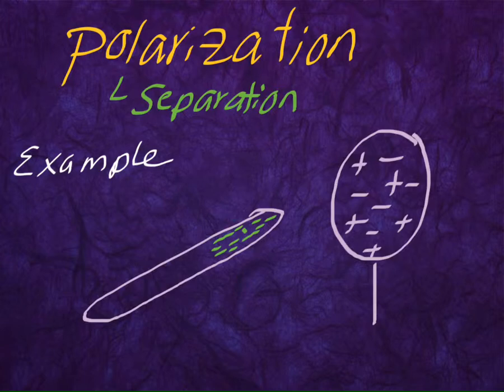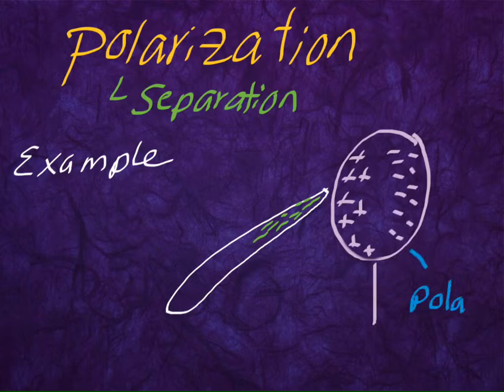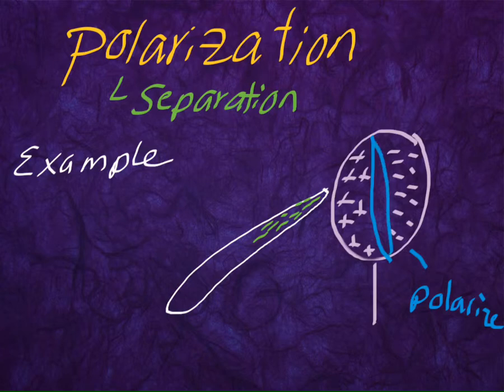Now, once I move this rod near my balloon, this is what ends up happening. The negatives all of a sudden attract the positives that were in my balloon, and repel the negatives. So on one side, the positives are over here, and on the other side, the negatives are over there. This is what is called polarizing.